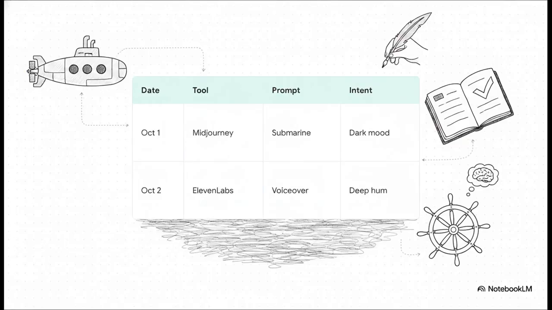Also, remember that transparency pillar? It continues to be mandatory right here. In this room, you have to maintain an AI usage log to track every single prompt and tool you use. You're logging your attempts to generate both the submarine interior and the ocean floor. And this isn't just busy work, I promise. It's a critical quality control mechanism. It proves that you are actively steering the ship rather than just passively clicking generate over and over until something looks decent.